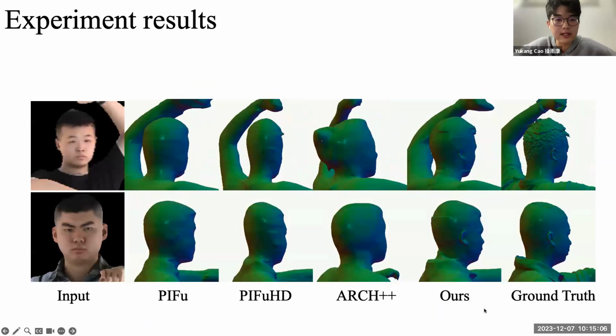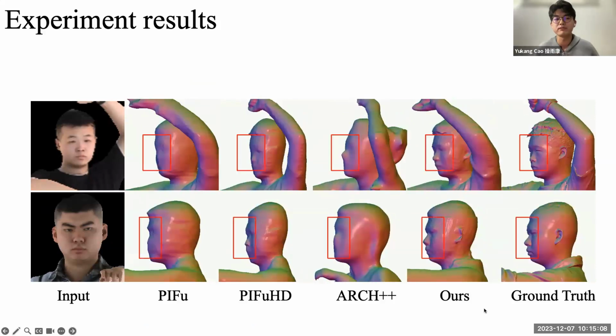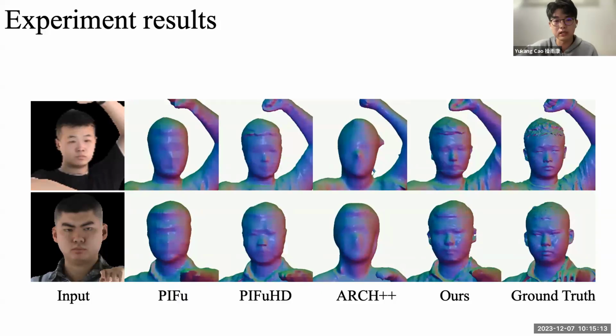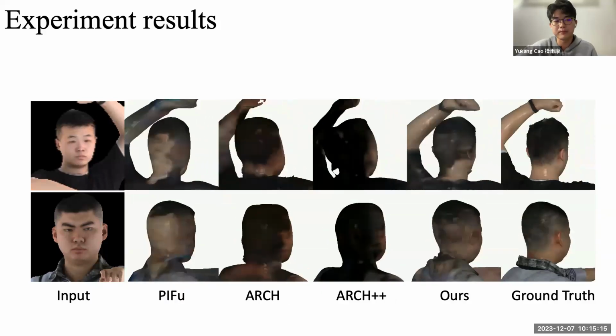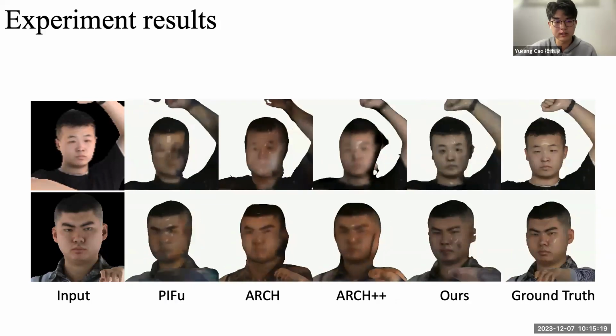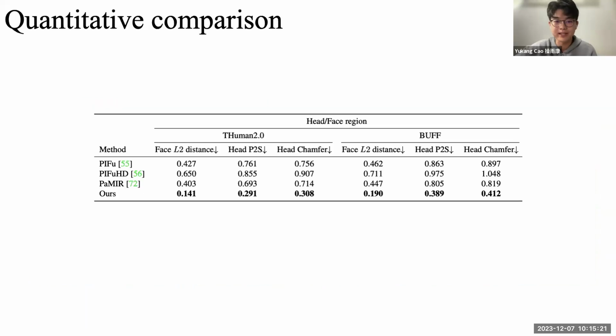And in this slide, we show some comparisons with FullHD, ARCH++, and the ground truth. We can observe that our method, in both dimensions of texture and geometry, has higher quality and is closest to the ground truth. And here are some quantitative numbers on the head and the face region.